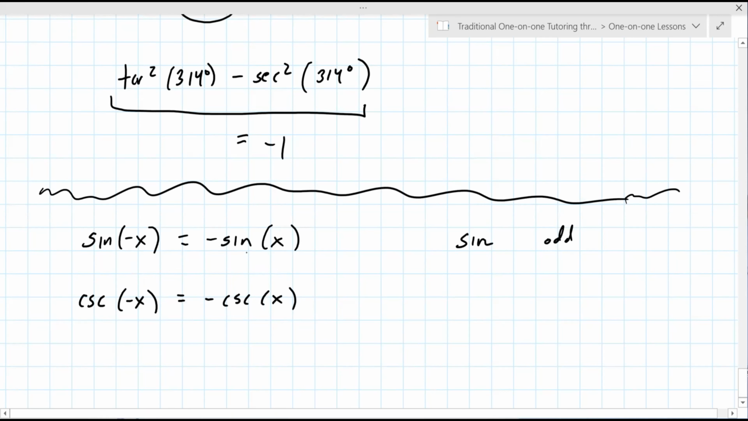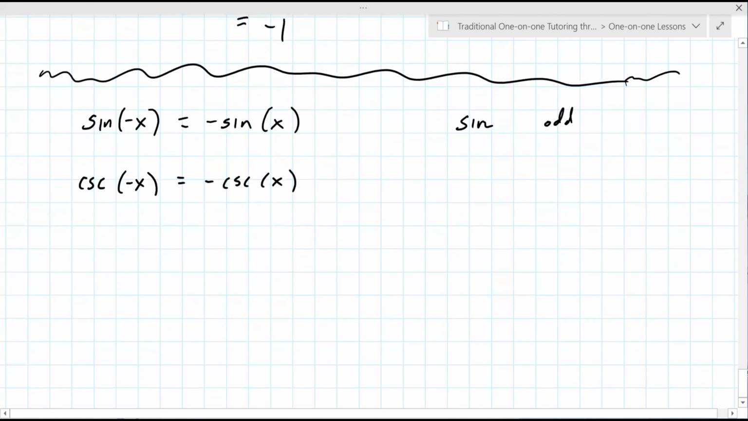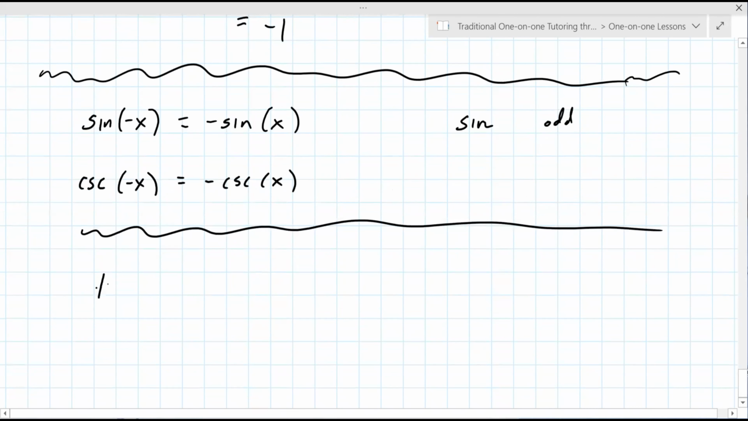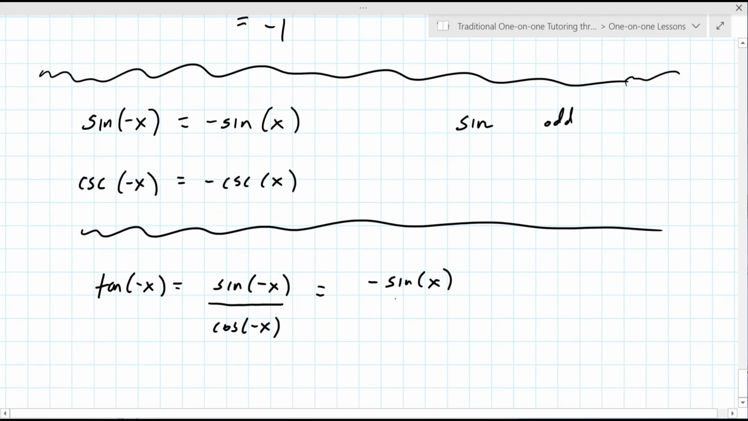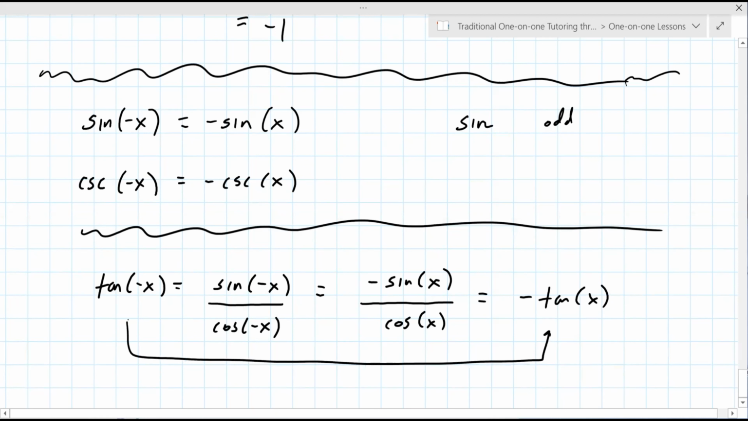Now, how about tangent? Tangent's a little bit tougher. So let's break apart tangent of minus x. Tangent of minus x is really sine of minus x over cosine of minus x. And sine of minus x, we just said, is minus sine of x. Cosine is even, so it just takes the negative away. So this becomes negative tangent of x. So notice that tangent is also odd. You would also get that from its graph.